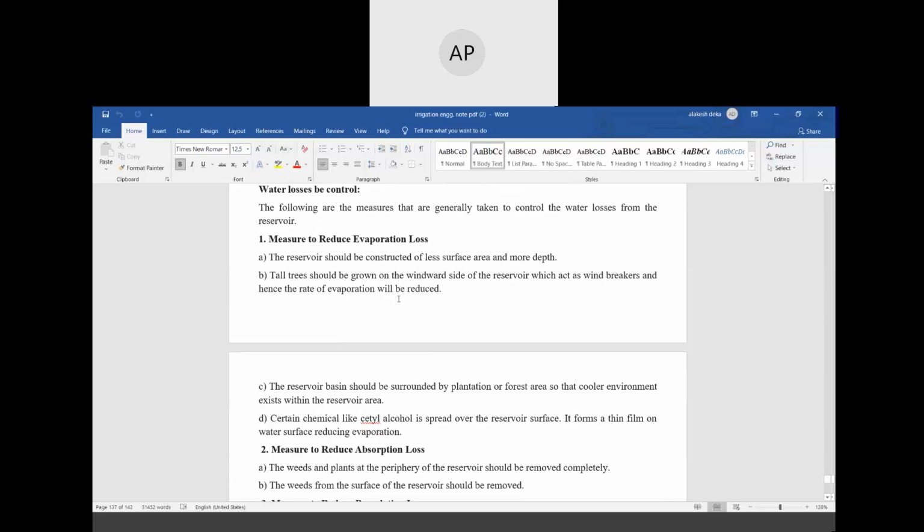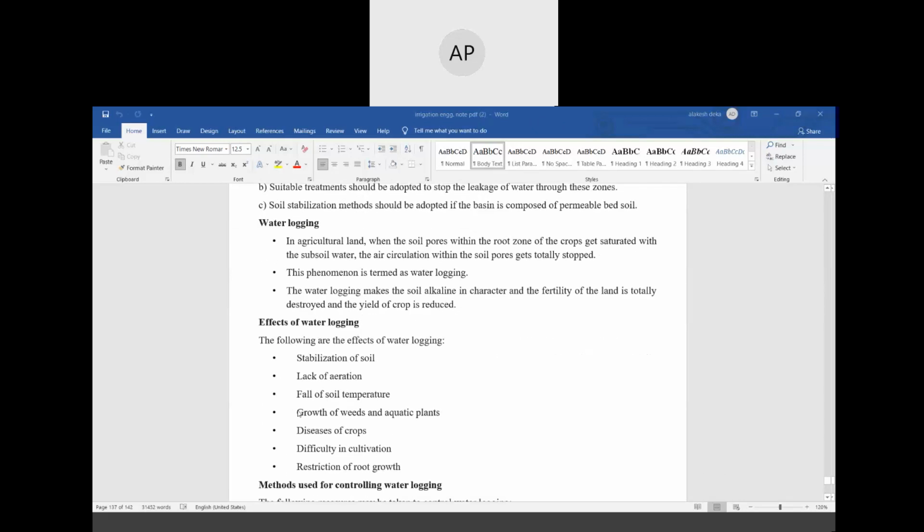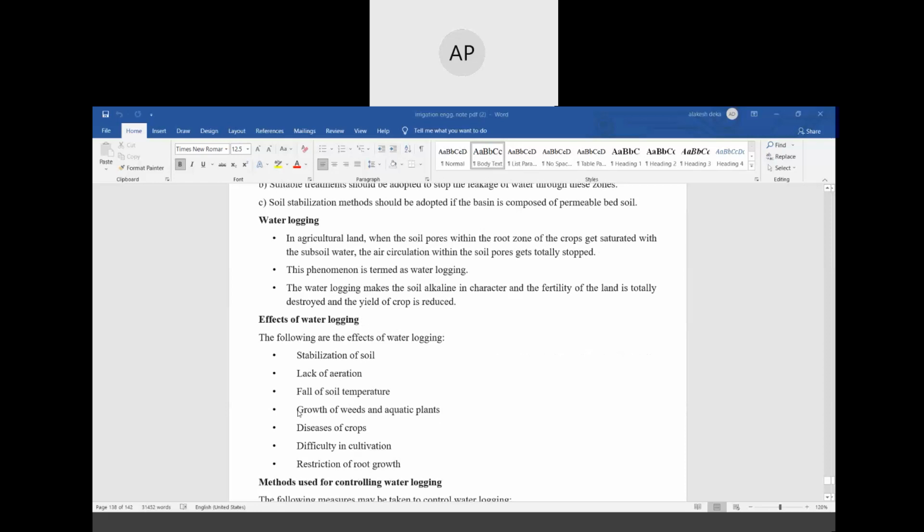Methods of reducing evaporation loss. How can you reduce the evaporation loss in a reservoir? The reservoir should be constructed with less surface area and more depth. Tall trees should be grown on the windward side of the reservoir.